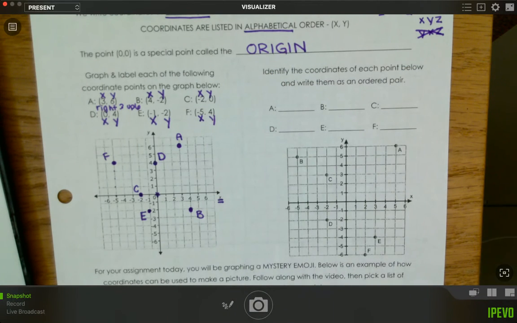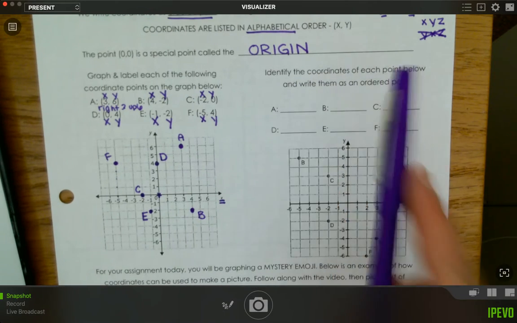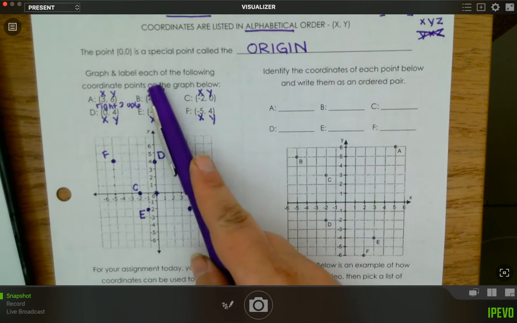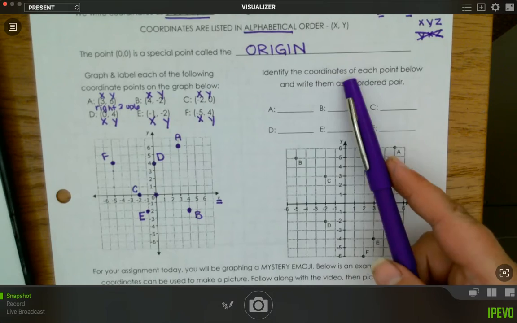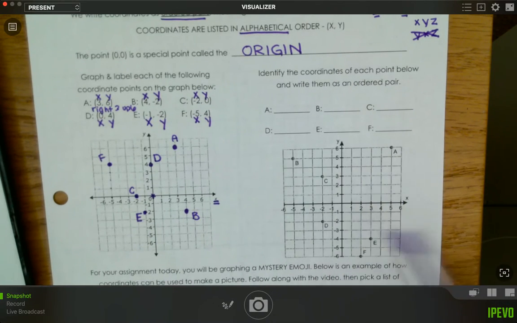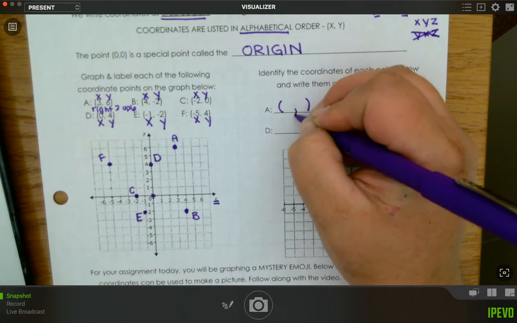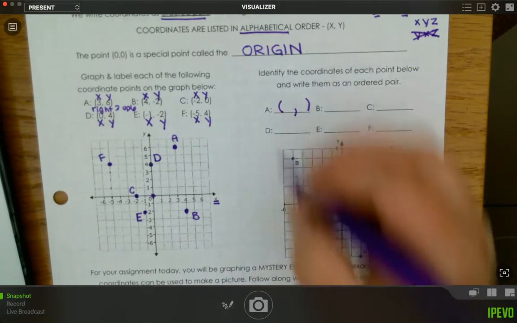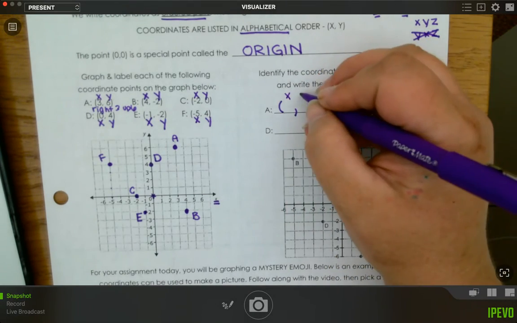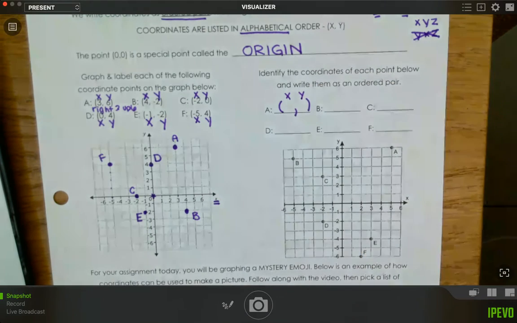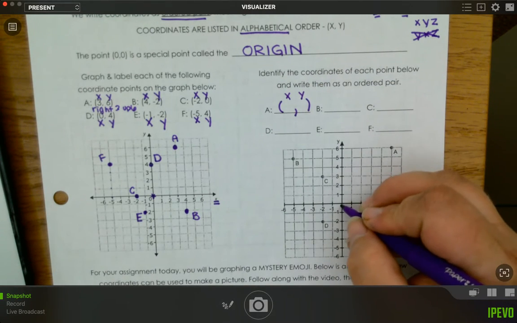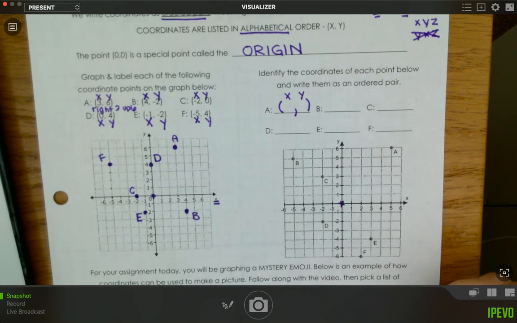The next problem wants us to identify the coordinates. So the first one is being able to graph them. Now, what if we see the points and we want to write their ordered pairs? First things first, you're going to have 2 parentheses with a comma. And in the first spot, you need to put your x, and in the second spot, you need to put your y. If you start here at the origin, how do you get to A?